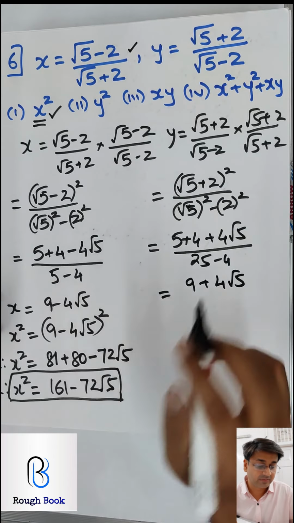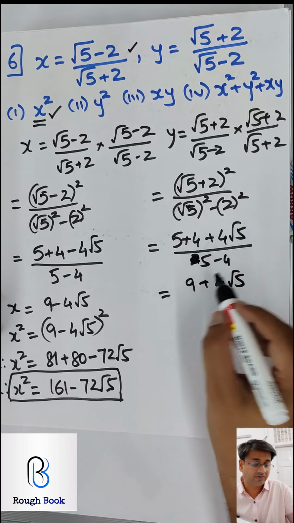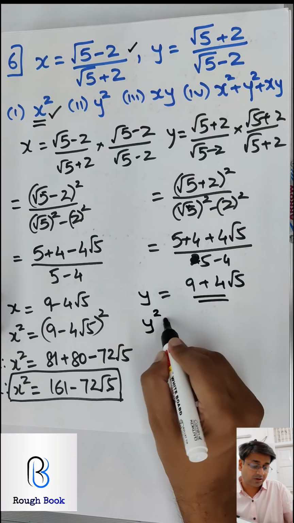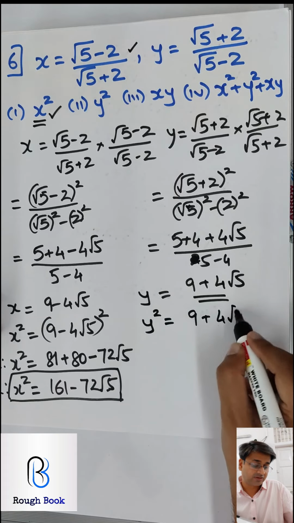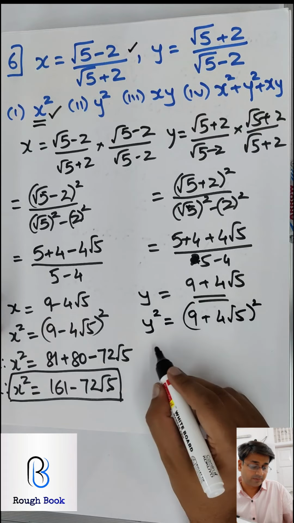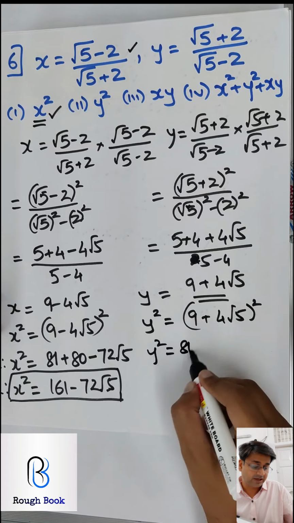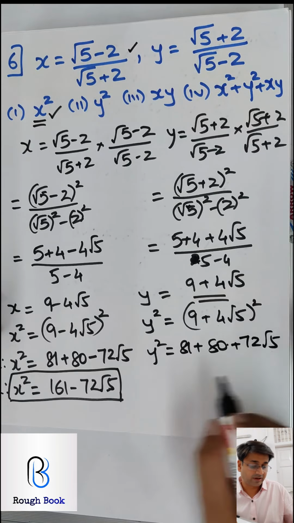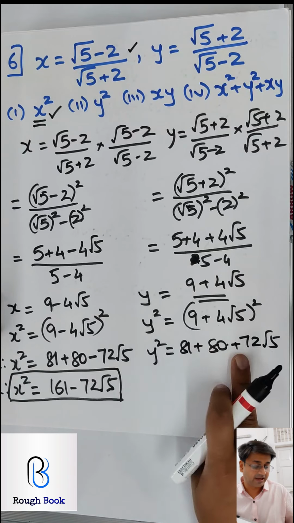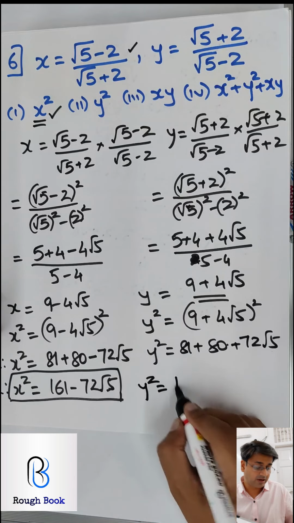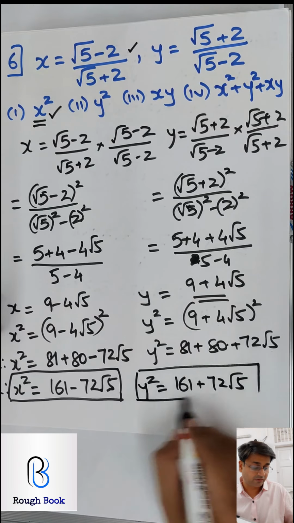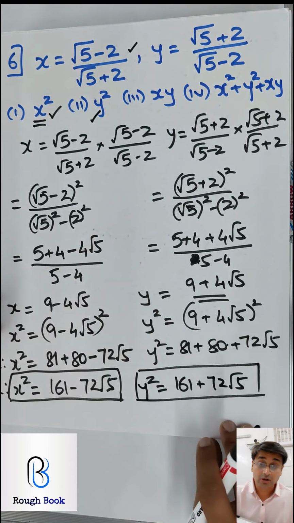I think I have made some mistake. This is not 25, this is only 5. So 5 minus 4 is just 1. So we got the value of y. So what is y square? 9 plus 4 root 5 the whole square. So y square will be 81 plus 80 plus 72 root 5. It's the same thing except for the sign, okay? So therefore I can say y square is 161 plus 72 root 5. So we managed to get y square also.